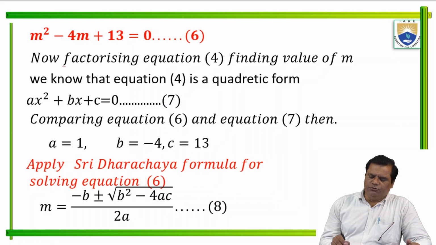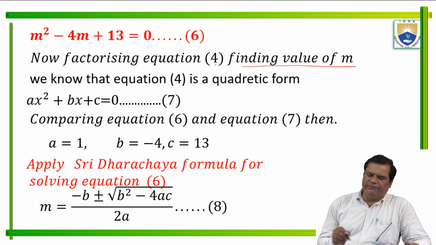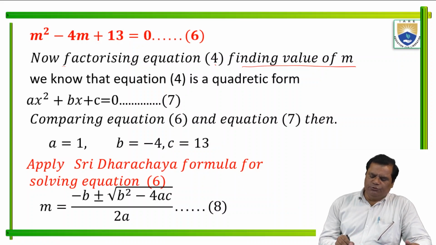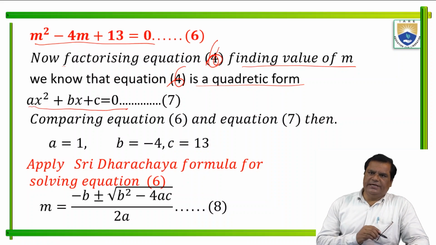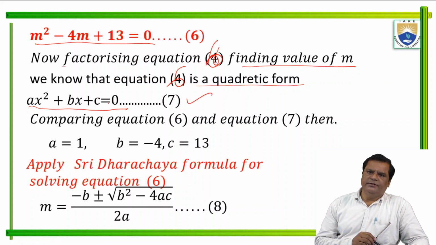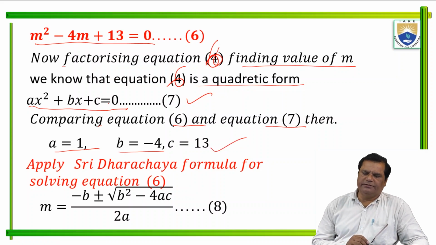Now factorizing, finding the value of m. We know that this equation 6 is a quadratic form. The general equation of quadratic form is ax square plus bx plus c, equation 7. So comparing equations 6 and 7, we get the values of a, b and c: a is 1, b is minus 4, c is 13.